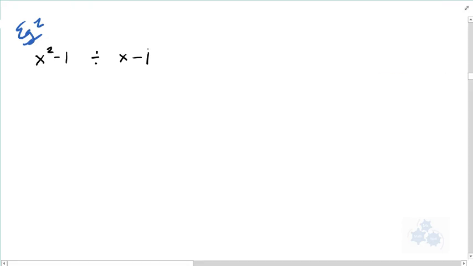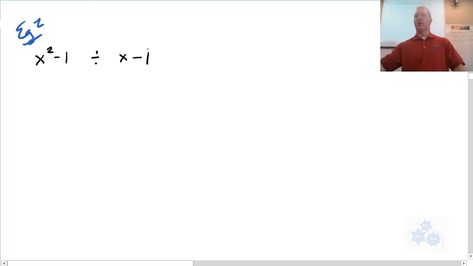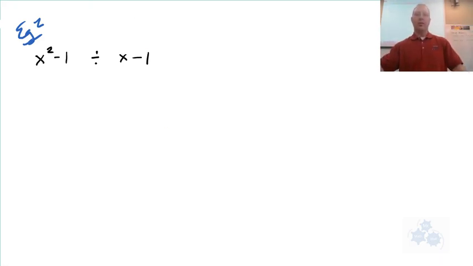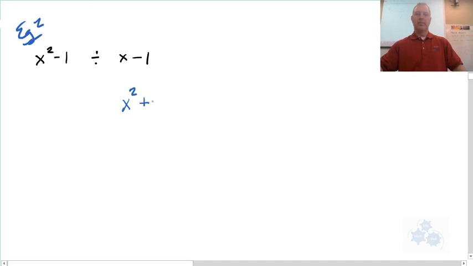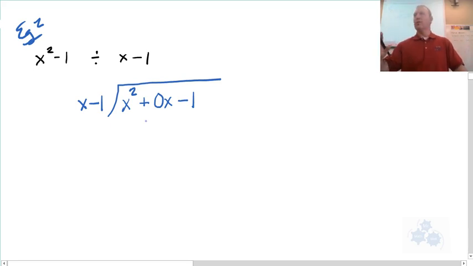And here's an example where we have to fill in every missing term in the descending order of x. So in order to write this, we'd have to write it like this. x squared plus 0x minus 1. So you have to make sure every term is accounted for, and then we'll divide that by x minus 1. Okay? Again, that's just in order for this long division process to work properly. We don't want to miss a term.